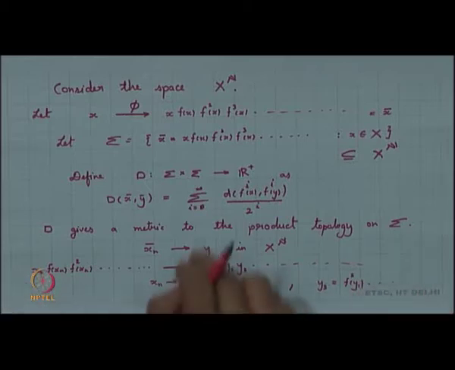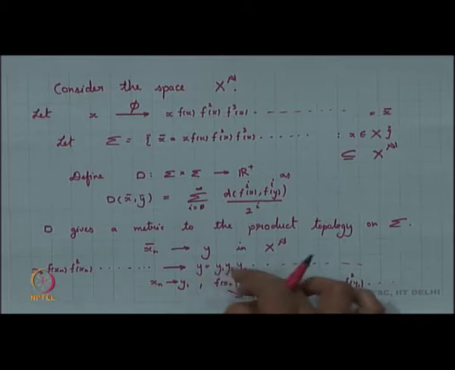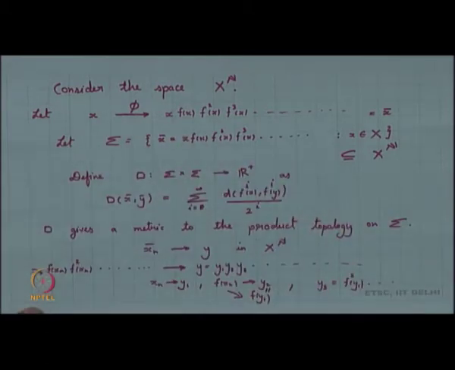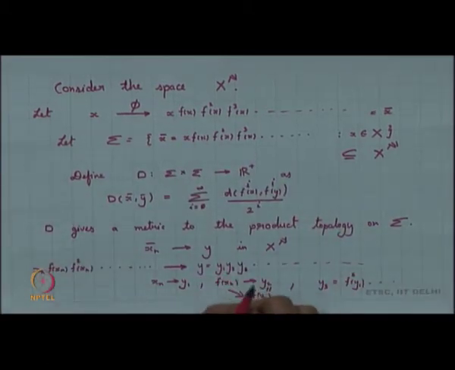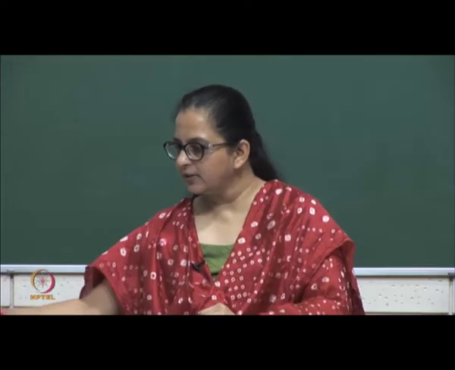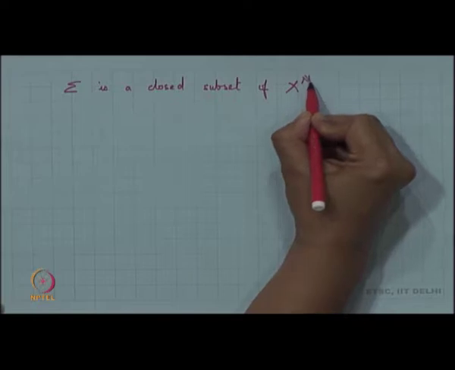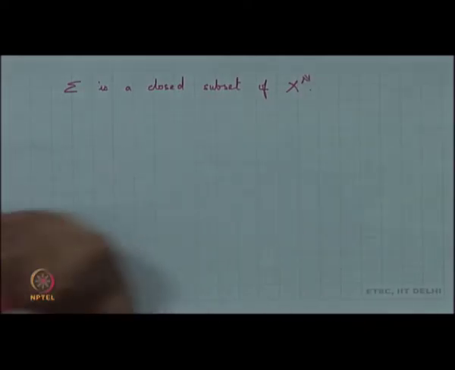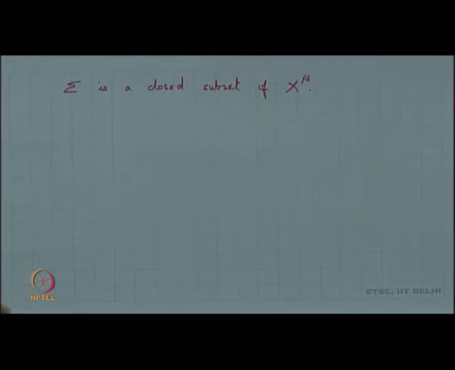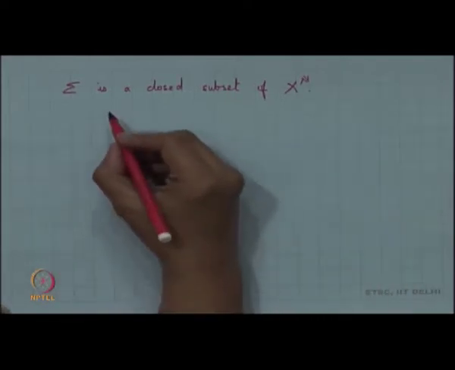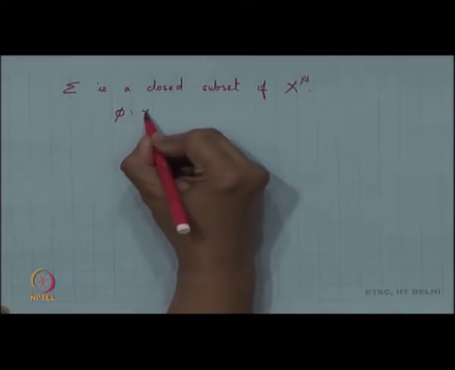So, if we are looking into the limit points of any sequence in sigma, we find that that limit point is also an element of sigma. So, the basic deduction here is that sigma is a closed subset. Now, it is very interesting here. Sigma is a closed subset of x to the power n, and we already know that there exists a correspondence between x and sigma. So, we have our phi, a correspondence between x and sigma.